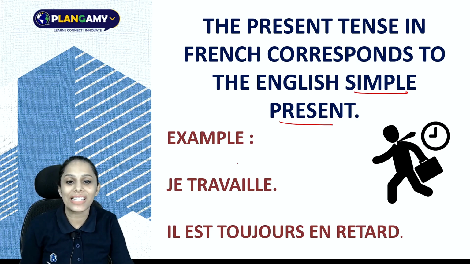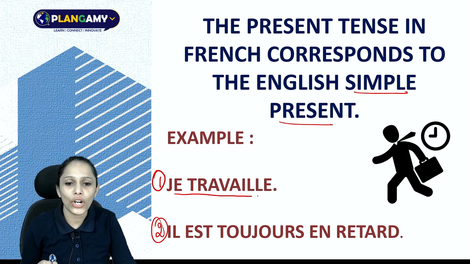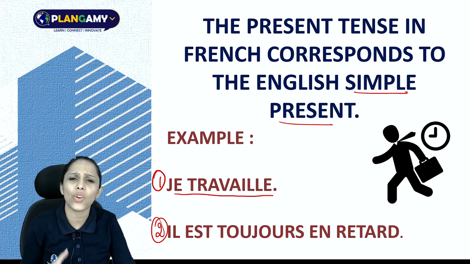Now, we have some examples of present tense. So, this example is very different from example number 2. It says, je travaille. That is, I work or I am working. It says, il est toujours en retard. That is, he is always late or he is getting late. This is the verb être and this is travailler. The verb travailler is conjugated in present tense.